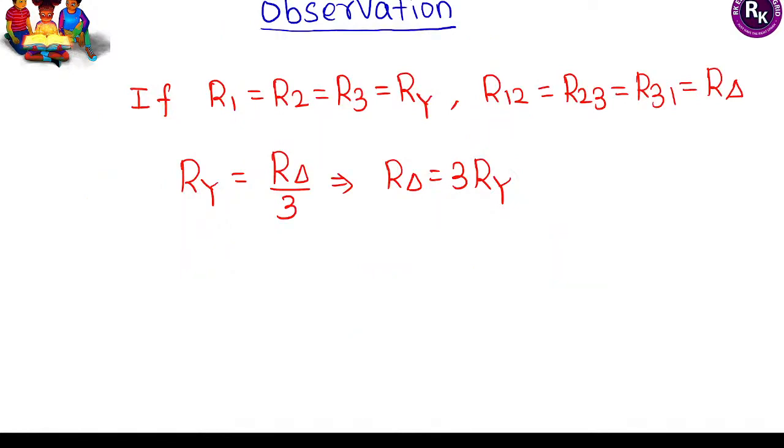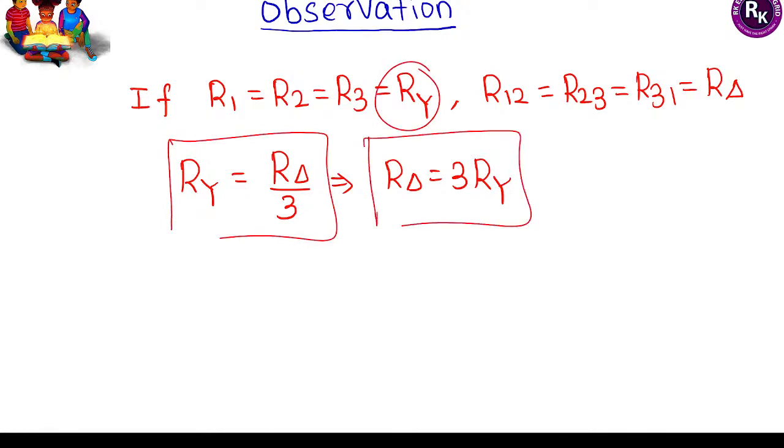Suppose in star and delta circuits, all the resistor values are equal. Then the relation between star and delta will be R star equals R delta by 3, or the delta resistance will be equal to 3 times the star resistor. So from this I can say, if a delta connected circuit is given and you want to convert it into the equivalent star, take the individual branch resistor divided by 3, and that will give you the equivalent star. Similarly, from star to delta you can convert.